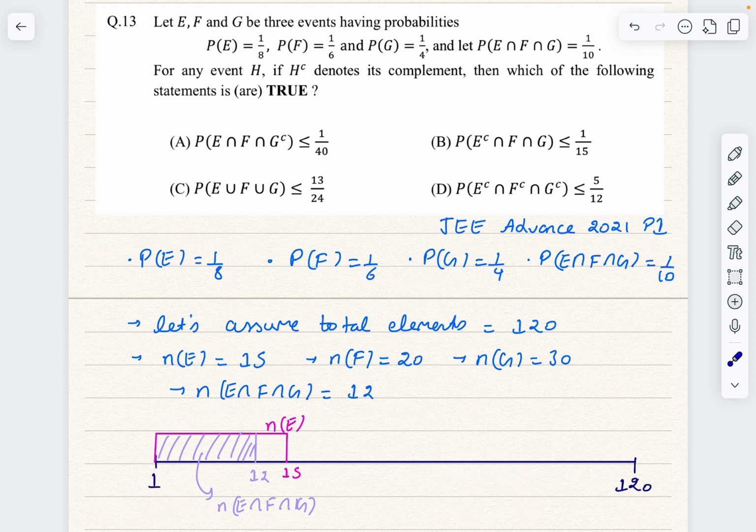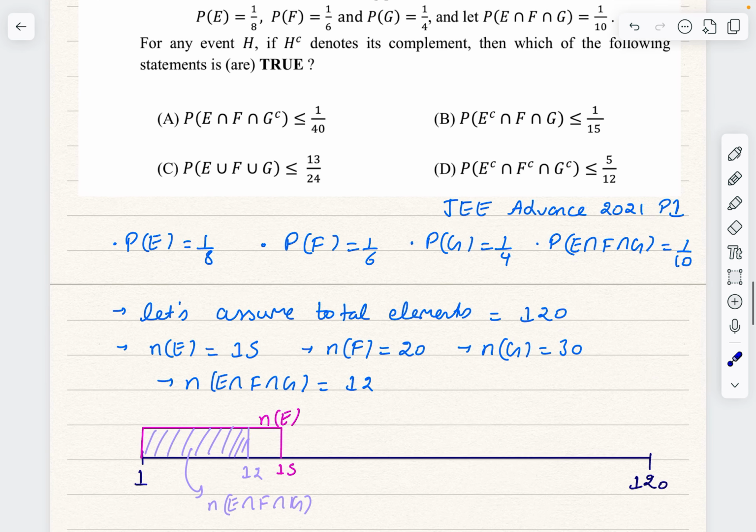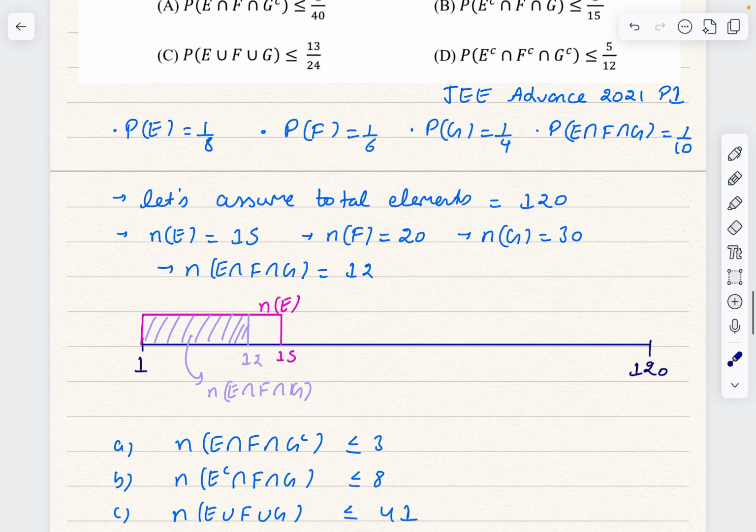Now, how do you find range now? So the first one they're asking probability of E intersection F intersection G complement. So we'll try to figure out what is the maximum number of elements in E intersection F intersection G naught. What is the meaning of this? This means the number of elements which are present in E and F but not in G. So you see E has total 15 elements, out of which 12 are already common with E, F and G. So these elements we cannot take because we have G here. So the remaining elements of E are 3 only.